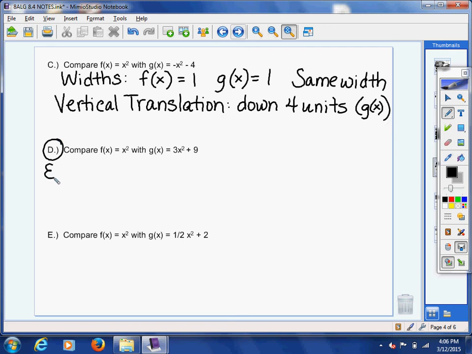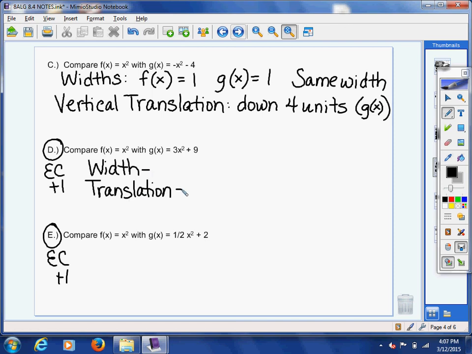Okay, so let me leave D and E with you. That is for you. And I'm looking for 2 pieces of information. I want you to compare the widths of these 2 functions, and their translation. How does g of x translate compared to f of x? So give it your best shot and bring your questions to class tomorrow.